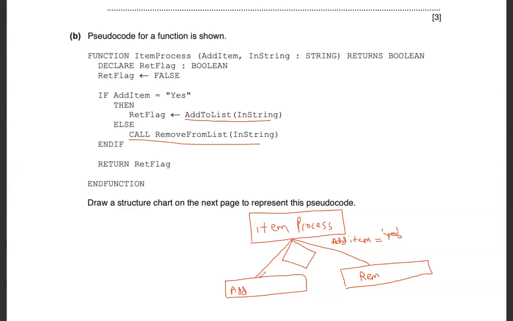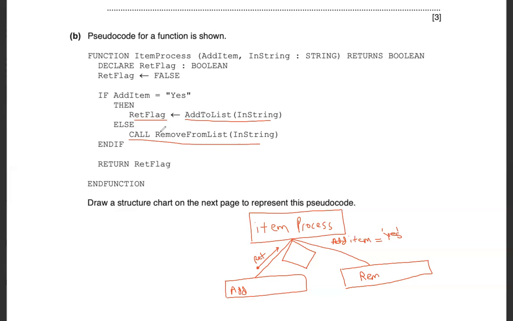Add to list is a function, and as you can see here, it is returning a flag. For returning a flag, the arrow that we're supposed to be using is this one. This is my return flag. So we're going to call it return flag. I'm just going to call it return.